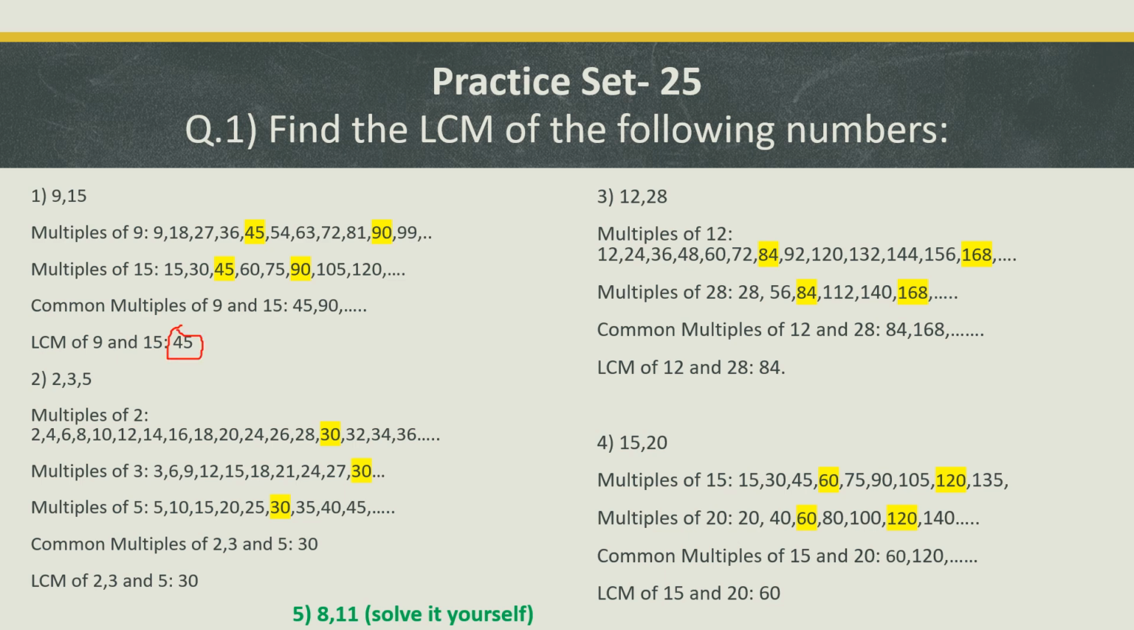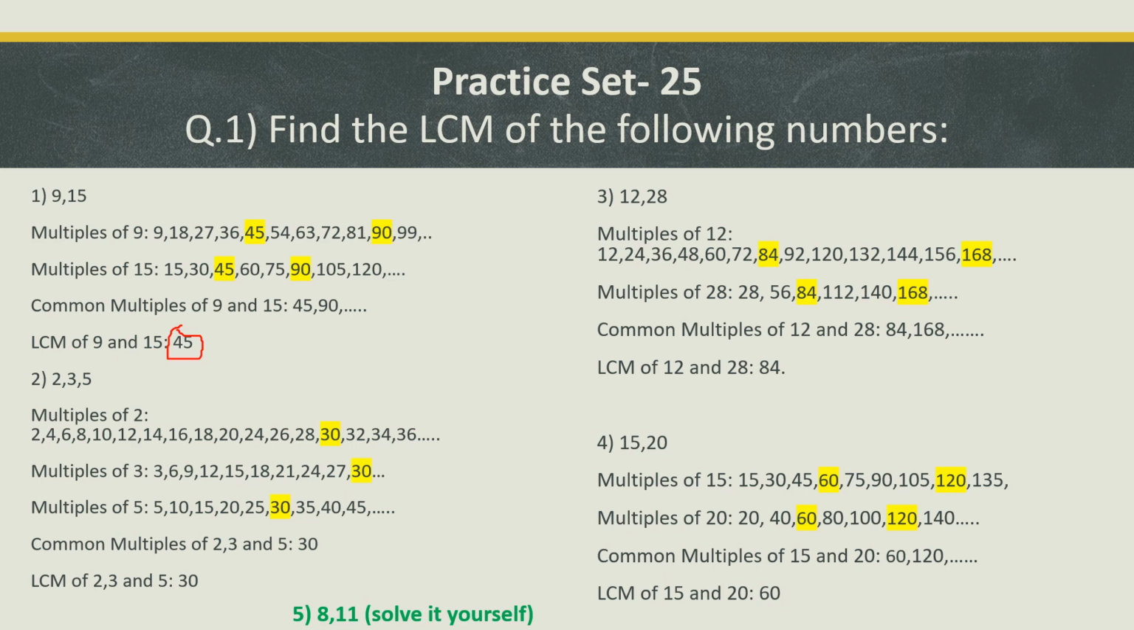Next, multiples of 2, 3 and 5. Here I have 3 numbers. So when I find the common multiple, I have to find whichever is common in all 3, and only that I will write. Multiples of 2: 2, 4, 6, 8, 10, 12, 14, 16, 18, 20, 24, 26, 28, 30, 32, 34, 36. Multiples of 3: 3, 6, 9, 12, 15, 18, 21, 24, 27, 30. Then 5: 5, 10, 15, 20, 25, 30, 35, 40, 45 and so on. Which is the common multiple here? Only 30. Hence LCM, that is lowest common multiple, of 2, 3 and 5 is 30.